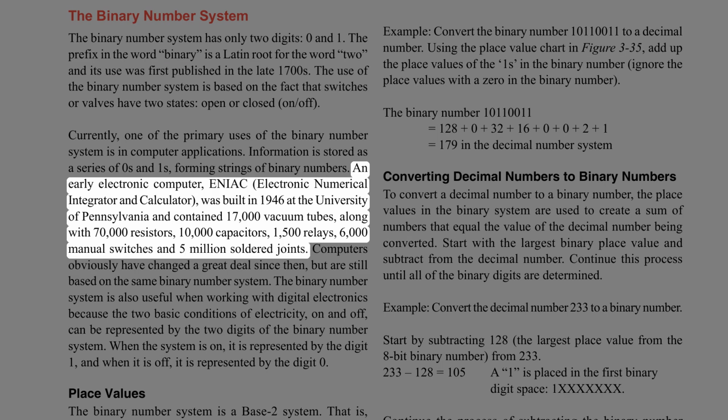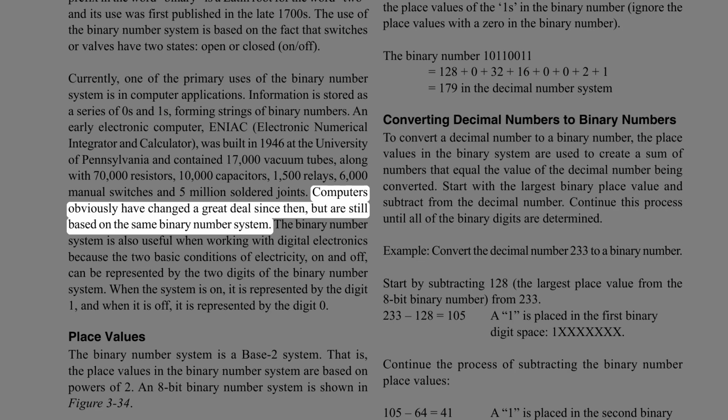An early electronic computer, ENIAC, Electronic Numerical Integrator and Calculator, was built in 1946 at the University of Pennsylvania and contained 17,000 vacuum tubes, along with 70,000 resistors, 10,000 capacitors, 1,500 relays, 6,000 manual switches and 5 million soldered joints. Computers obviously have changed a great deal since then, but are still based on the same binary number system.